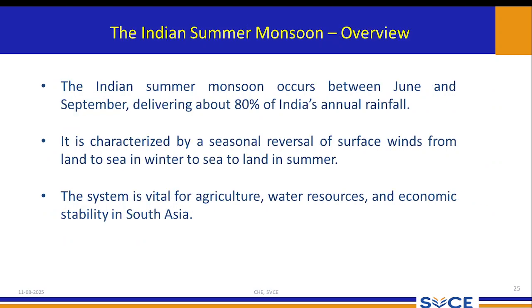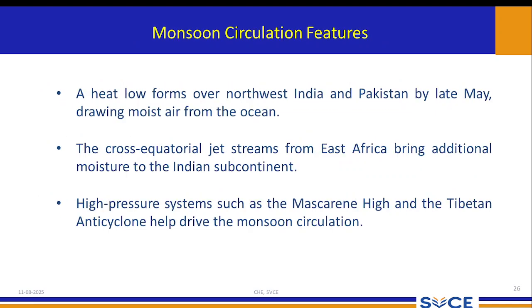Okay, the Indian summer monsoon overview. The Indian summer monsoon occurs between June and September, delivering about 80% of India's annual rainfall. So June, July, August, September. 80% of Indian rainfall occurs during this monsoon. It is characterized by a seasonal reversal of surface winds, from land to sea in winter, and sea to land in summer. The system is important for agriculture, water resources, and economic stability in South Asia.